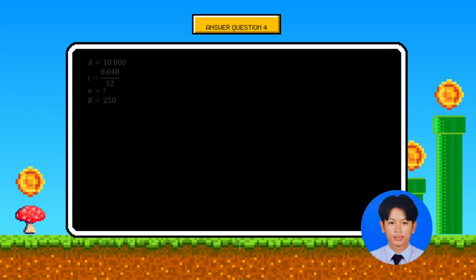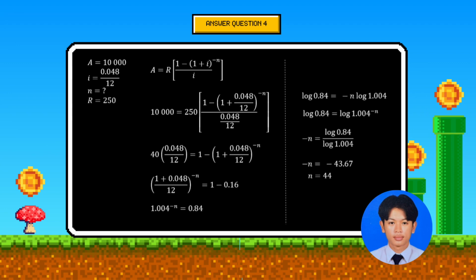For this question, we will use the formula A equals R, open bracket 1 minus open bracket 1 plus i, close bracket, negative n over i, close bracket. So the notations are A equals RM 10,000, i equals 0.048 over 12, n is the unknown, and R equals 250. After that, we insert all of the notations into the formula.